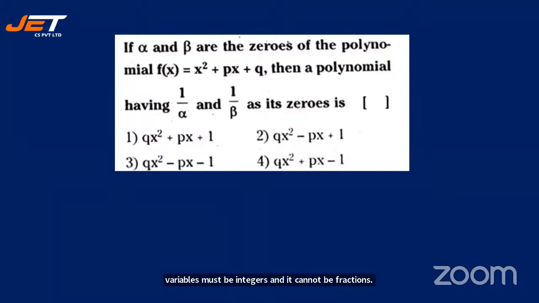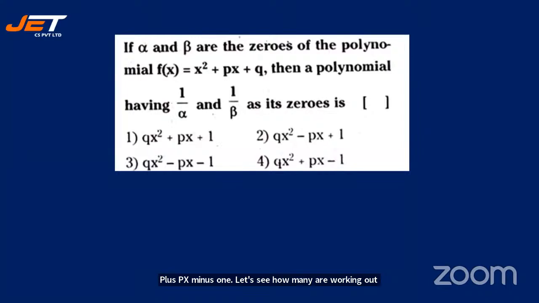If alpha and beta are the zeros of the polynomial f of x equal to x square plus px plus q, then a polynomial having 1 by alpha and 1 by beta as its zeros is dash. Is it option 1, qx square plus px plus 1? Or option 2, qx square minus px plus 1? Or option 3, qx square minus px minus 1? Or option 4, qx square plus px minus 1? Let's see how many are working out and going to give me the answer.